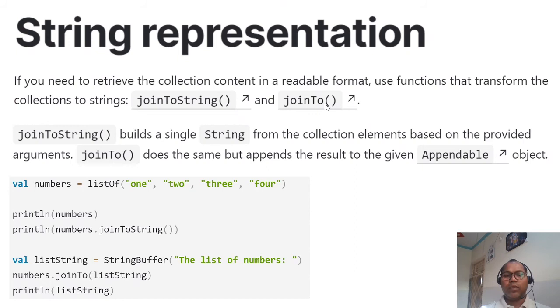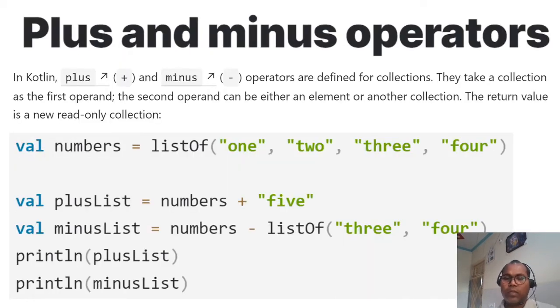Sometimes we have a list of elements, a list of integers, or a list of any object, and you want to convert it into a string. That's the appendable object. Just use this API. As I discussed for Kotlin, for plus and minus operations, you can easily do it the normal way.